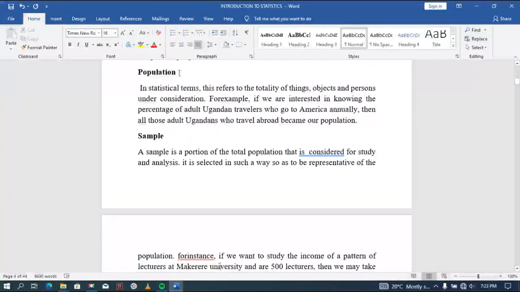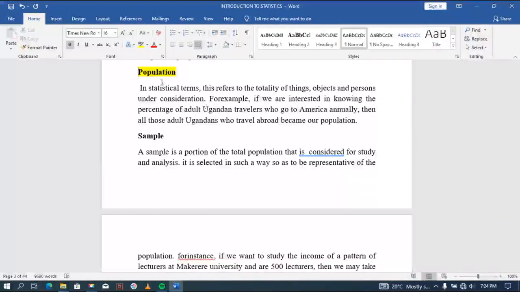Proceeding, we have what we call a population. When we talk about a population, we simply mean the totality of things, objects, and persons under consideration. For example, if we are interested in knowing the percentage of adult Ugandan travelers who go to America annually, then all those adult Ugandans who travel abroad become our population. So a population is the totality of things, persons, or objects.